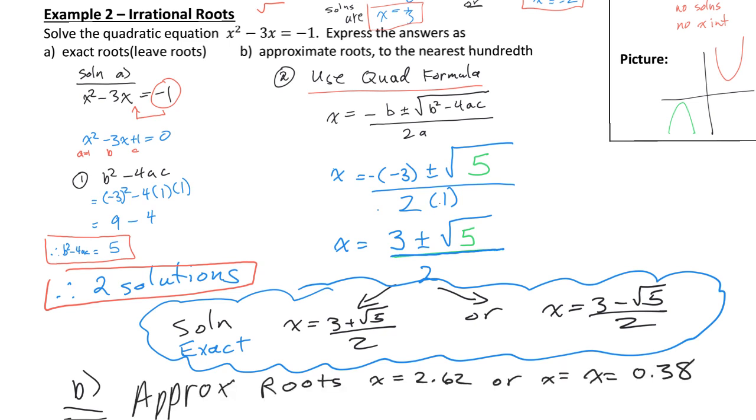And we have for our approximate roots x is equal to 2.62, or x is equal to 0.38. And we're done.